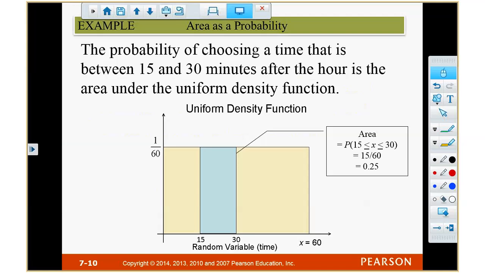What's 15 to 30? 15 times 1/60. Somebody take your calculator, not guess this time, and take 15 and divide it by 60. What do you get? Should get 0.25. So you got a 25% possibility that whatever they're asking is going to happen.